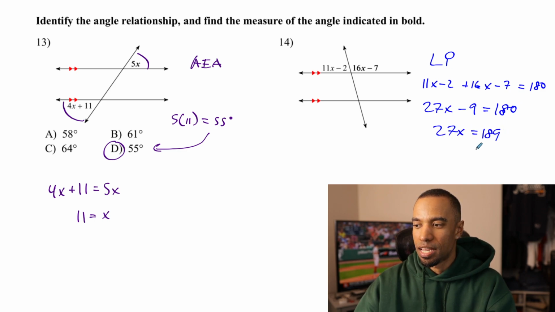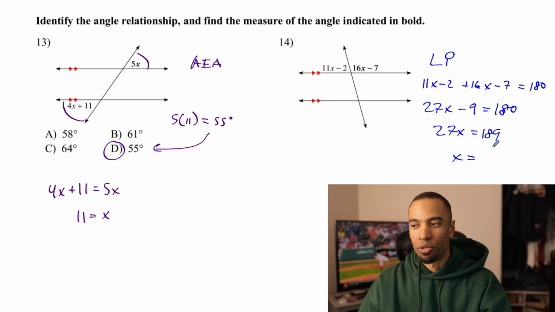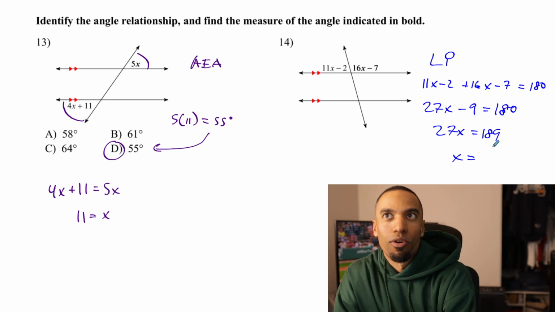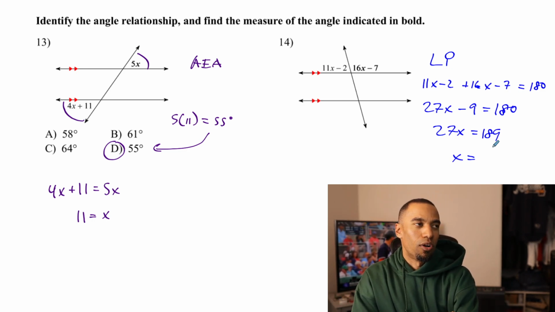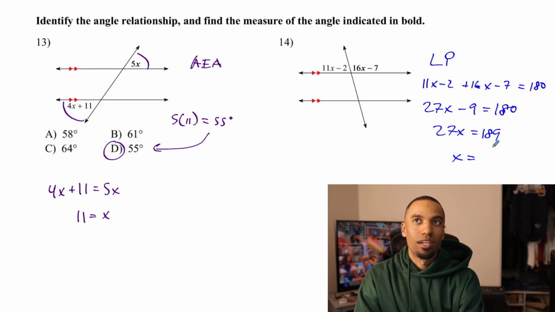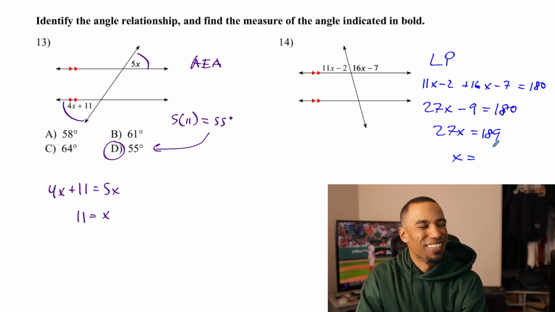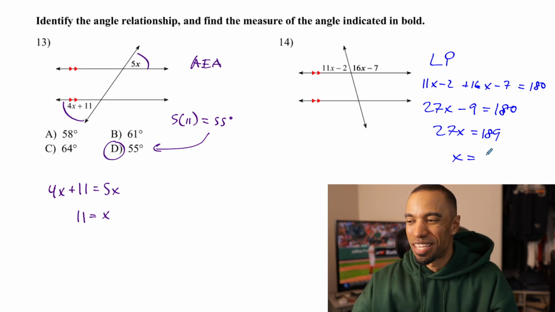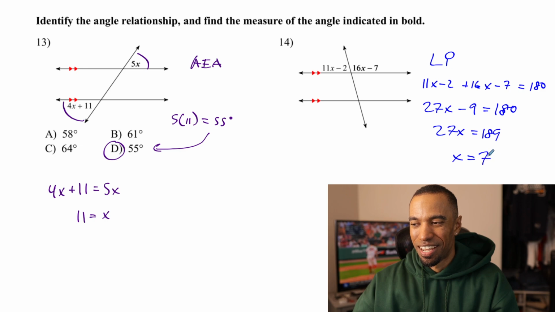27x equals 189. I don't know that number. 54, 81, 108. Shoot, I'm not counting. It's 27 times 7. I think it's 7. That's a lot faster. I don't know why I was doing it the way I was. It's 7. X equals 7.